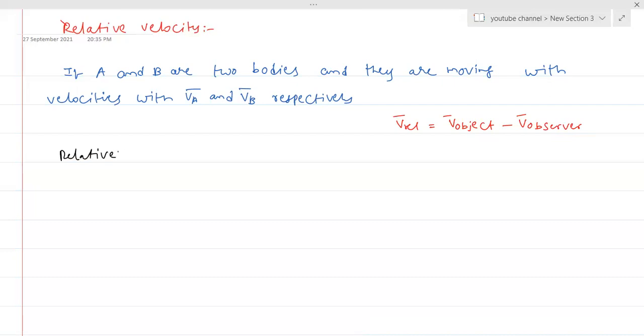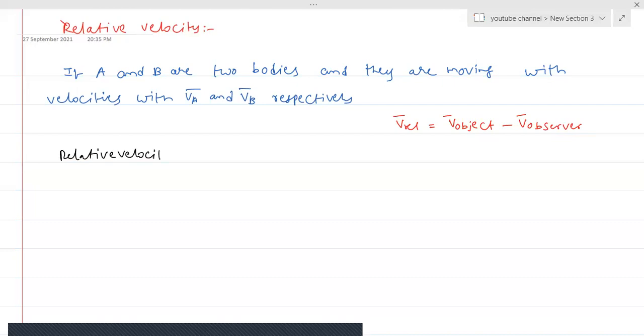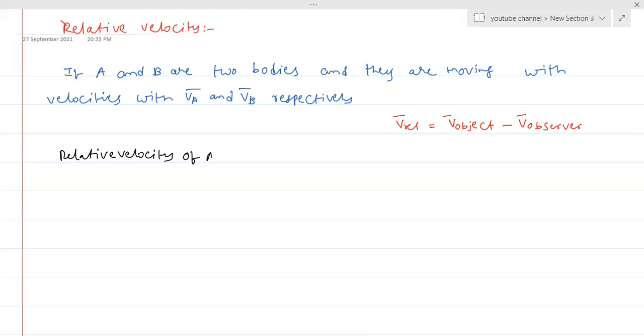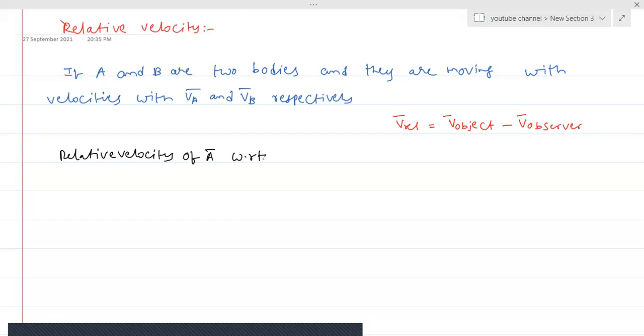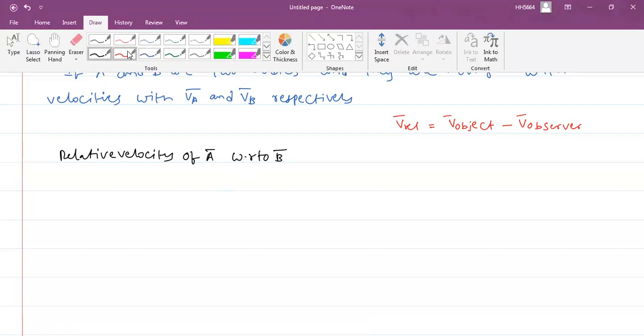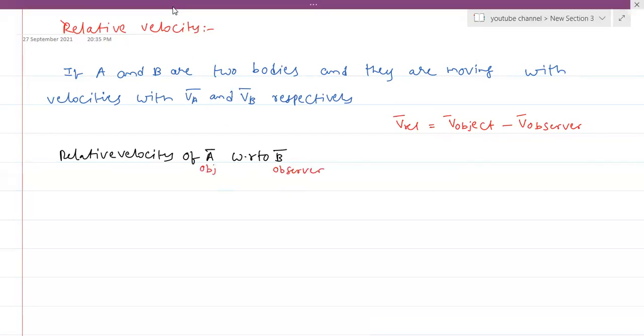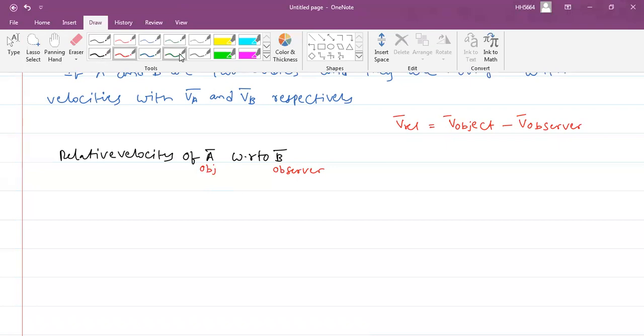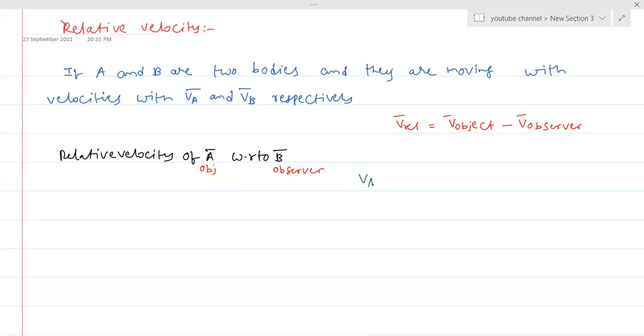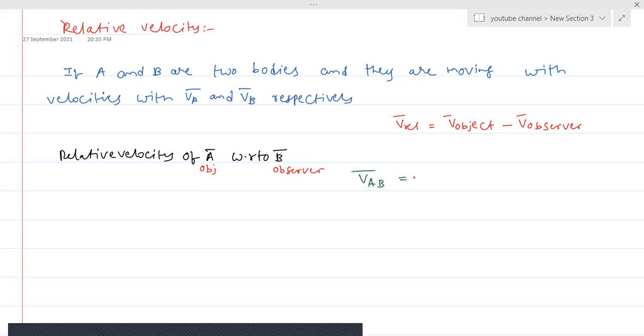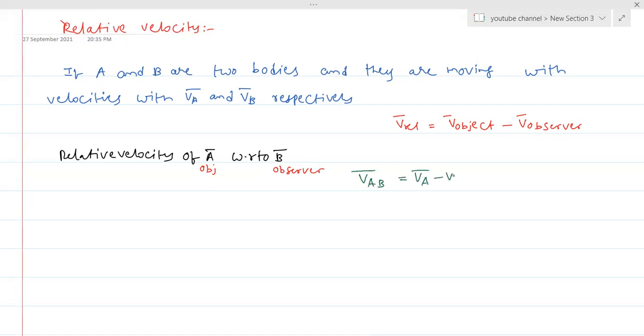the relative velocity of a bar with respect to b bar. So first you need to understand: relative velocity of a bar with respect to b bar means b will be the observer and a will be the object we are taking. So that's why we will write VAB bar equivalent to VA bar minus VB bar.